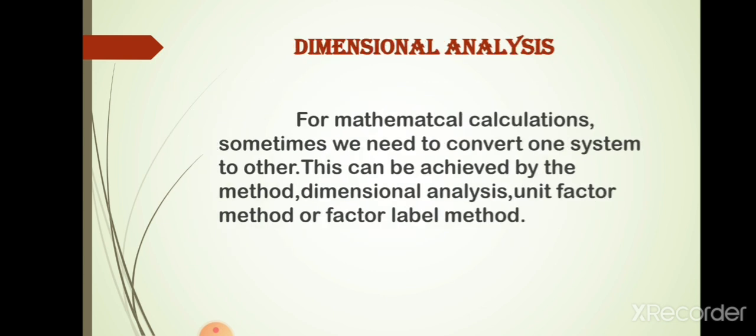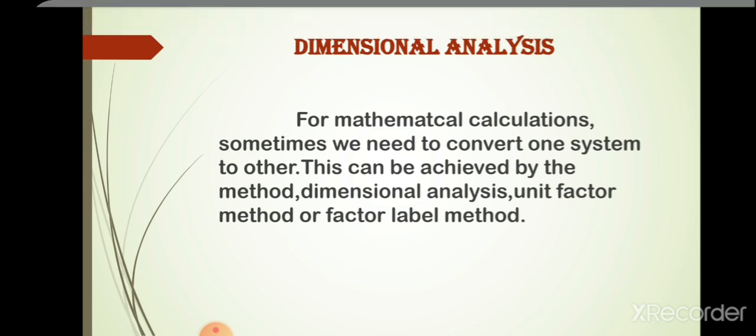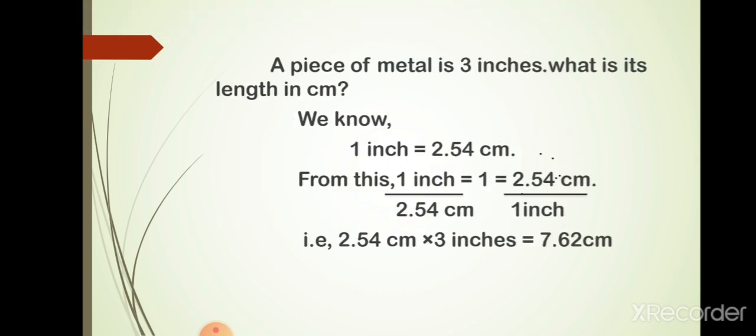For mathematical calculations, sometimes we need to convert one system to another. This can be achieved by the unit factor method or factor label method or dimensional analysis. For example, I got a piece of metal which measures 3 inches. Then I want to convert its measurement into centimeters. Let us look how we can convert.